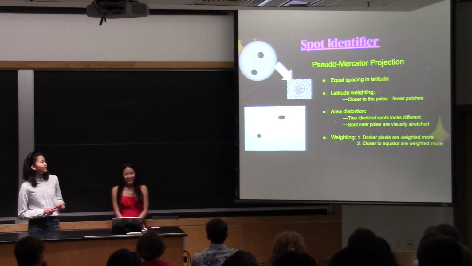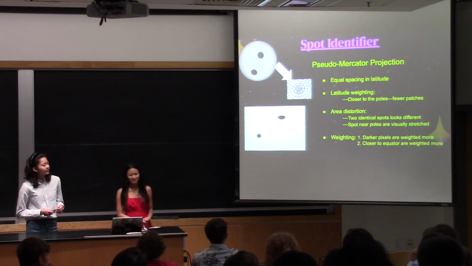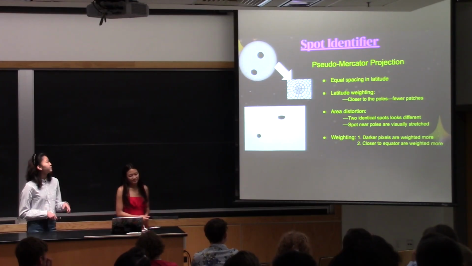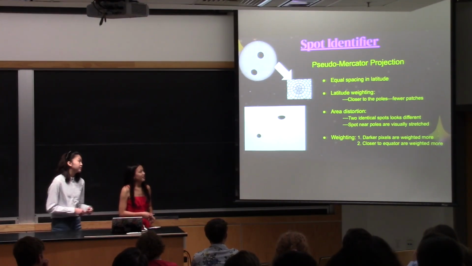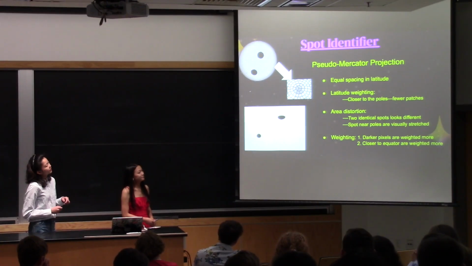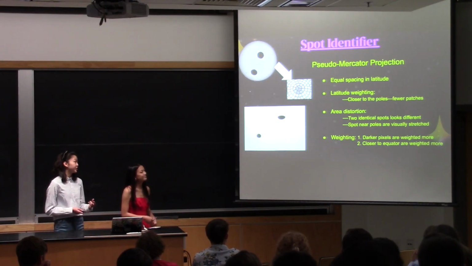Okay, finally I will introduce the program I developed this summer called Spot Identifier. It adopts a pseudo-Mercator projection, which mathematically unwraps a spherical stellar surface into a flat rectangular map. This projection also maintains equal spacing in latitude. And as we move toward the North Pole and the South Pole, the number of matched patches gradually decreases, and this leads to area distortion.